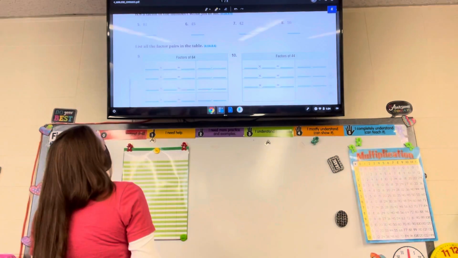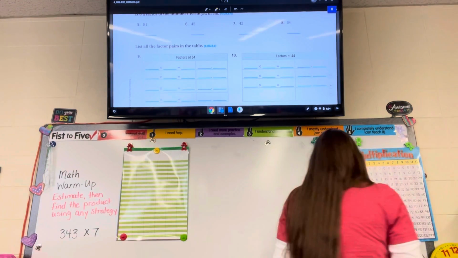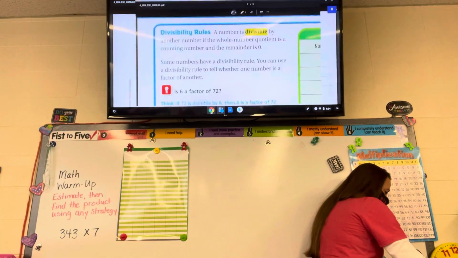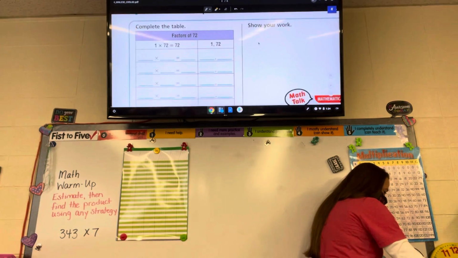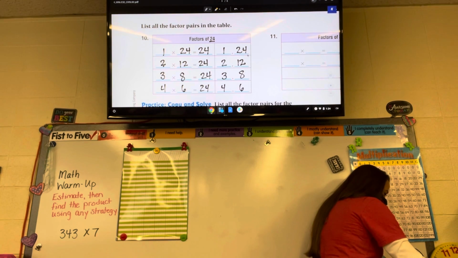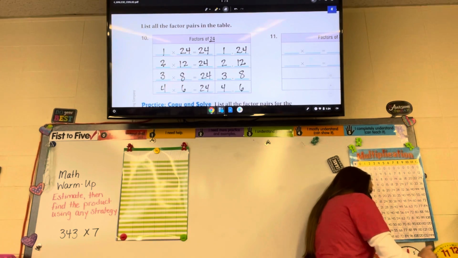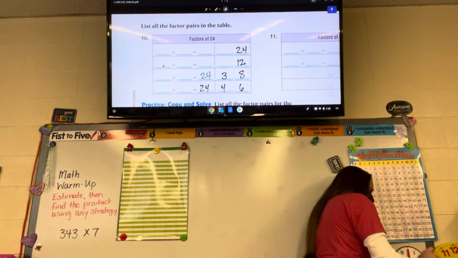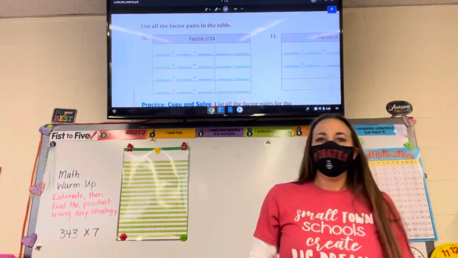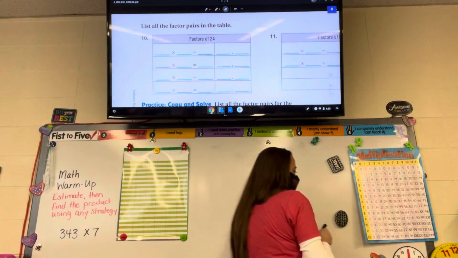Okay, the next one says list all the factor pairs in the table. So I'm going to show you how to do this with the factor table of, let's see here. I'm going to show you how to do it with 24, okay? You guys have 64 and 44, but I'm going to do 24. So this is how you would do it.